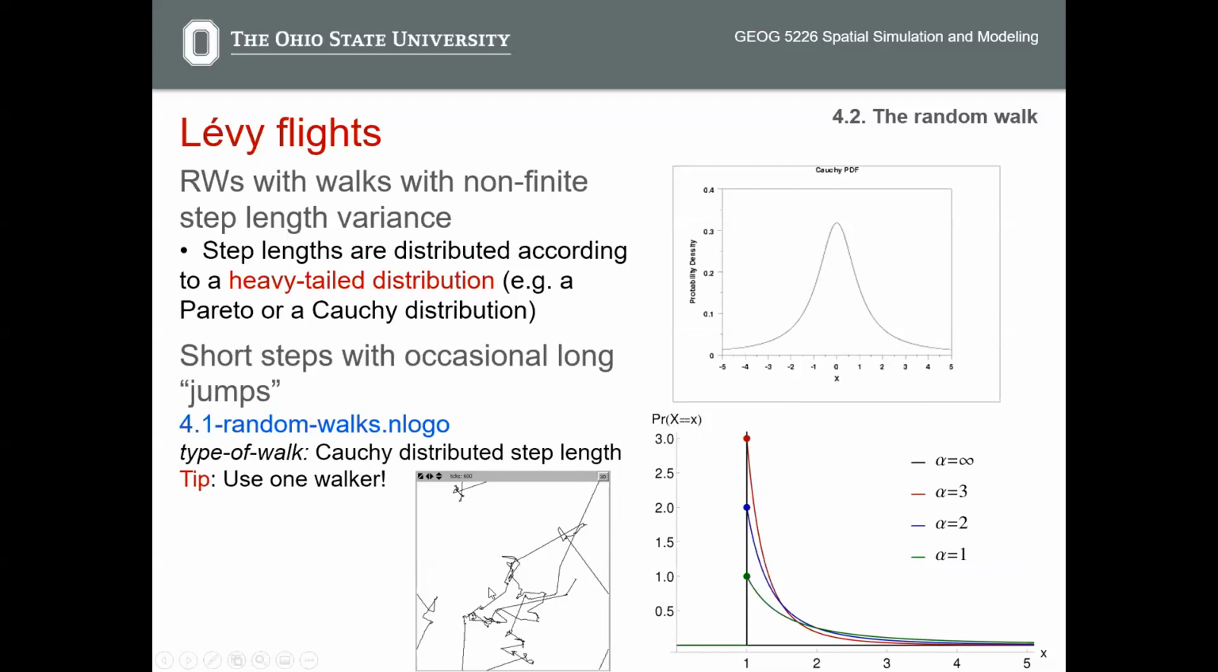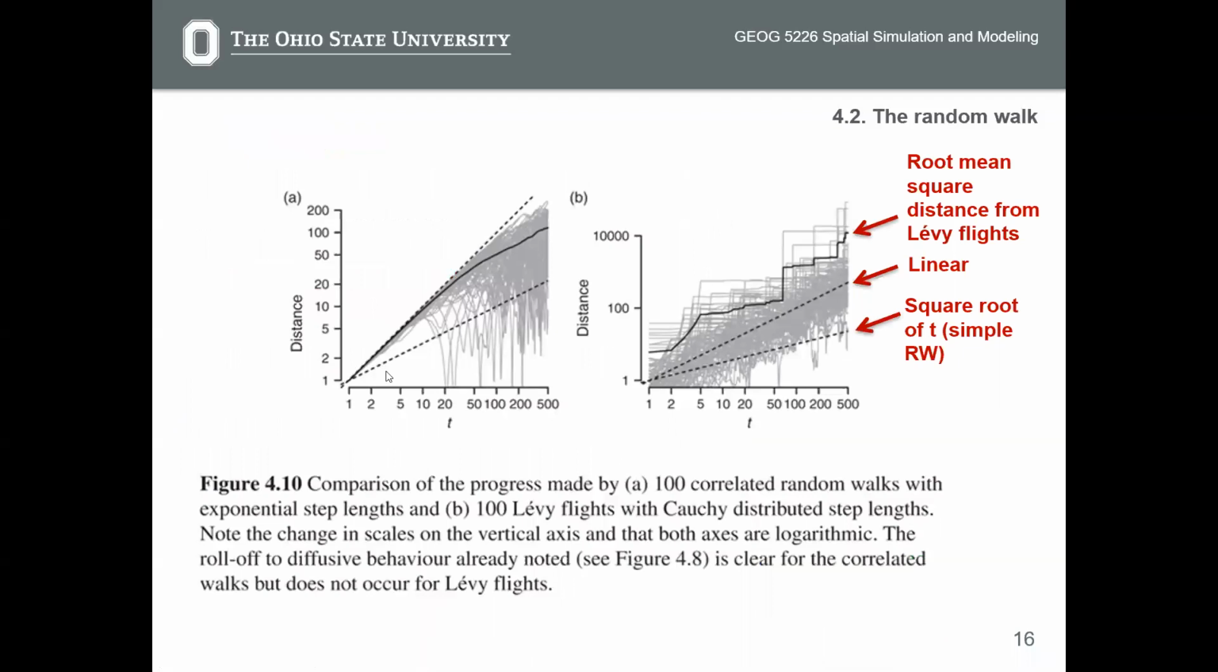So this is the spatial pattern of Levy flights. What does it mean? It means that for a Levy flight random walk, most steps are short, but a limited number of steps are extremely long. And here, let's compare Levy flights with a correlated random walk. On the left side, we have seen this figure before. It's a plot between t and distance.